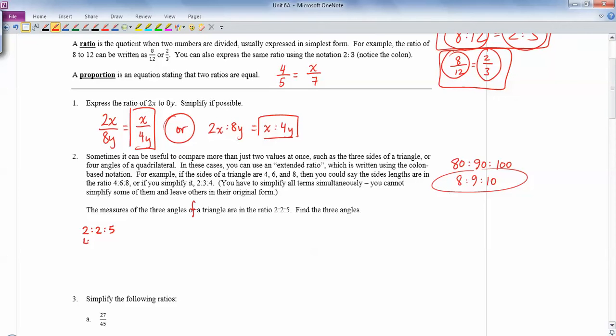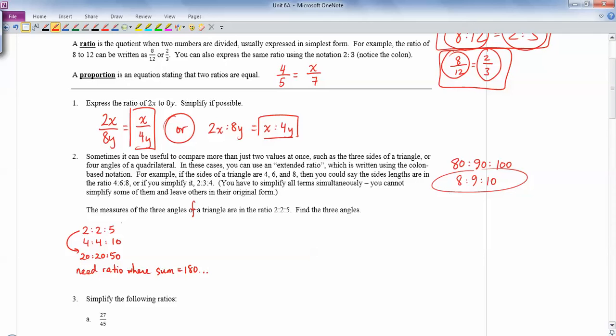I could double everything, but then that only adds up to 18 degrees. Oh, I didn't double the 5, so that's not enough. I need 180 degrees. I could multiply this all by 10 and get 20 to 20 to 50. That's still not enough, though. That still doesn't add up to 180. So what I need is a ratio, or an equivalent ratio, where the sum is 180 degrees.